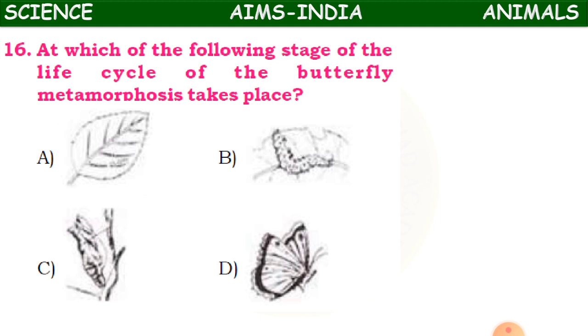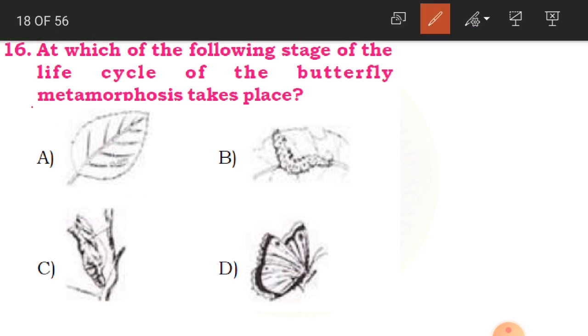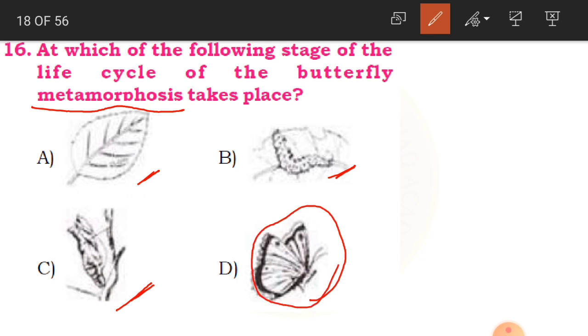At which of the following stages of the life cycle of the butterfly does metamorphosis take place? See, metamorphosis. What is metamorphosis, children? A physical change, in the sense that it changes physically. When a particular animal or insect develops into an adult one, it undergoes some physical changes. As we see here, first it lays eggs, so this is the egg, A option. Then B, it becomes a larva, which is on the leaf. Then the third stage, that is C, the pupa, where the skin is formed and it sheds the skin many times, which we call molting. After shedding the skin many times, it becomes a butterfly. So the physical change where it becomes an adult.